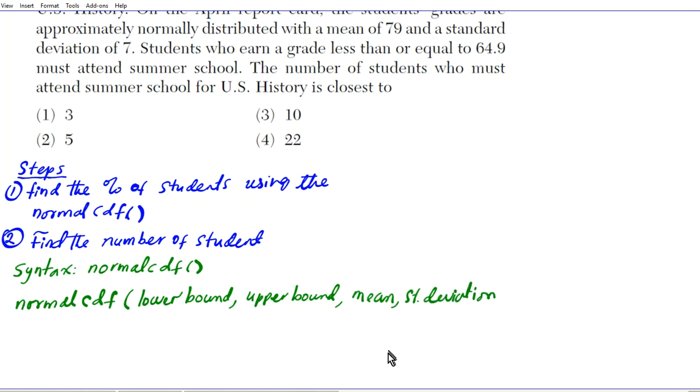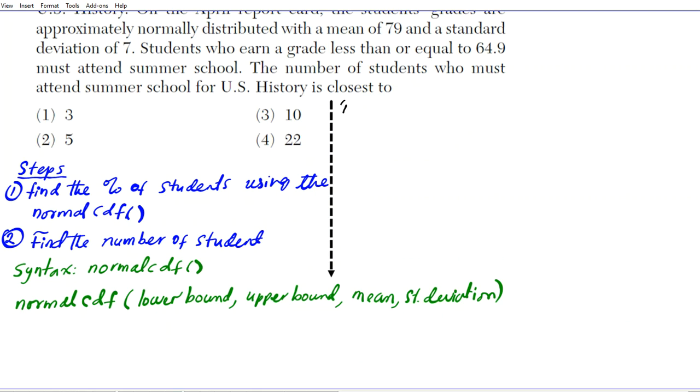Okay? So that's basically the syntax for using the normal cumulative distribution function of the TI graphing calculators. Okay, so let's go ahead and execute these steps in this problem. So let's start off by determining the percentage of students that earned a grade of 64.9 or less.